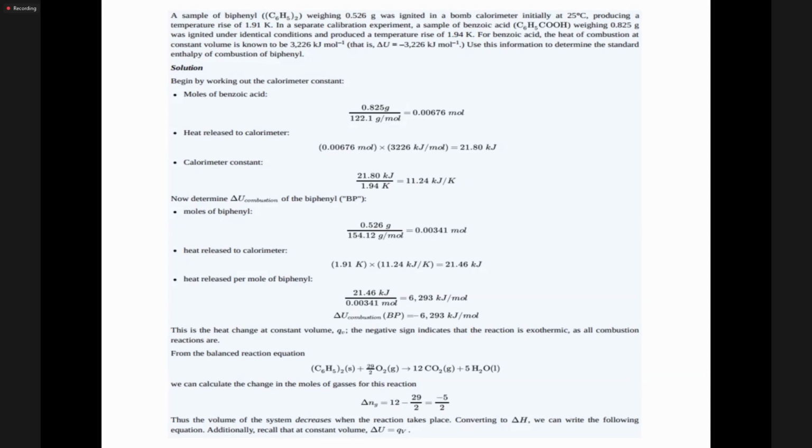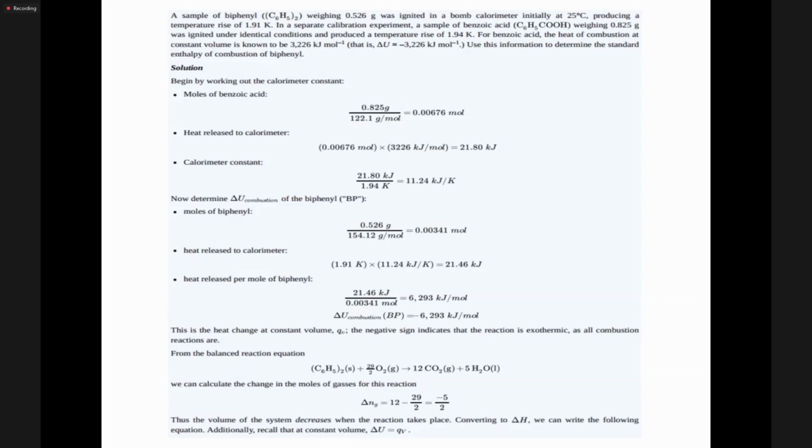In a separate calibration experiment, a sample of benzoic acid, that is C6H5COOH, weighing around 0.825 gram, was ignited under identical conditions, and it produced a temperature rise of 1.94 Kelvin. For benzoic acid, the heat of combustion at constant volume is known to be 3226 kilojoule per mole. That is, delta U is minus 3226 kilojoule per mole. Use this information to determine the standard enthalpy of combustion of biphenyl.